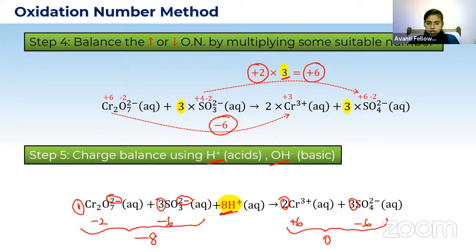So what I have to do, I have to equalize the charge in both the sides, right? So that's why I am multiplying this with 8H plus. So 8 into plus 1 will be plus 8. So that minus 8 and plus 8 will get cancelled with each other to give the 0 charge. Charges are balanced. Charges are also balanced.